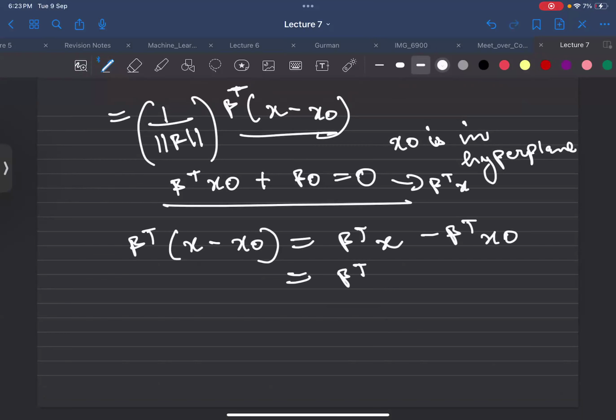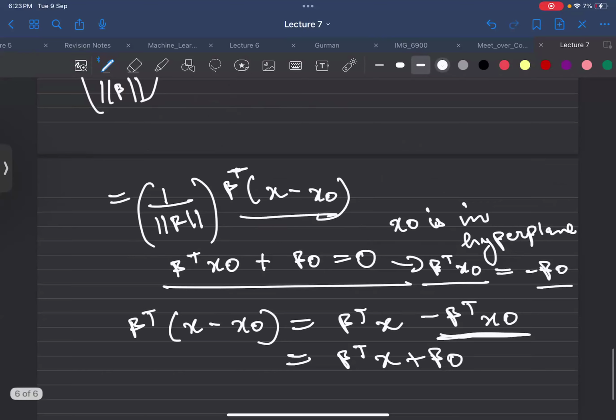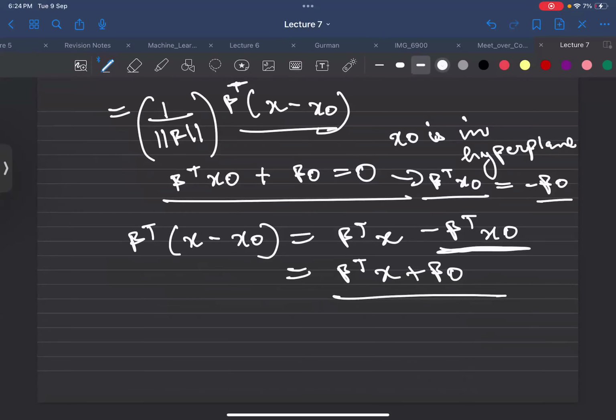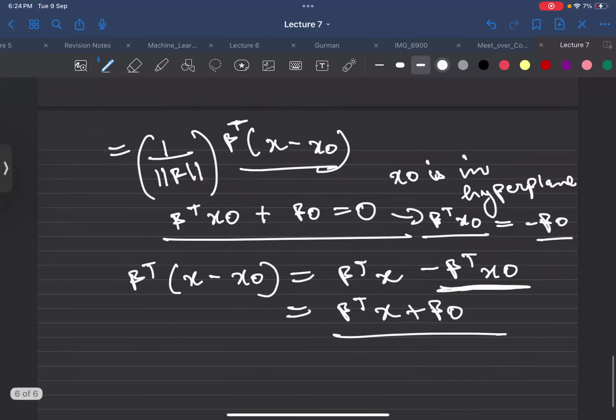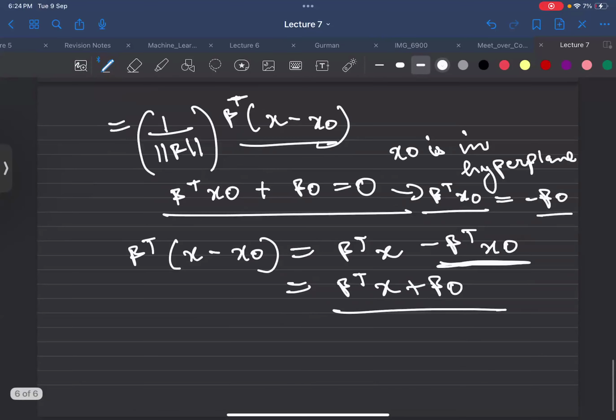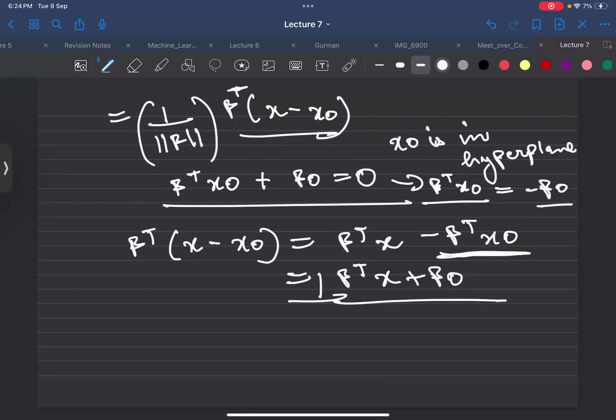Here I can write beta transpose x naught is equal to minus beta naught, and minus beta naught transpose x naught is equal to beta naught, I can say. So this beta transpose x plus beta naught, we got it. Fine. And this was also good.